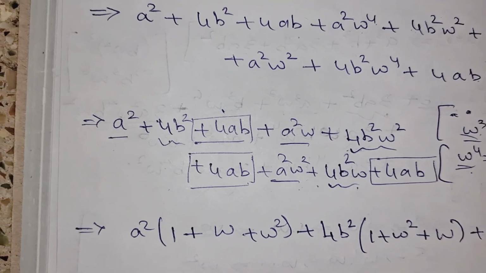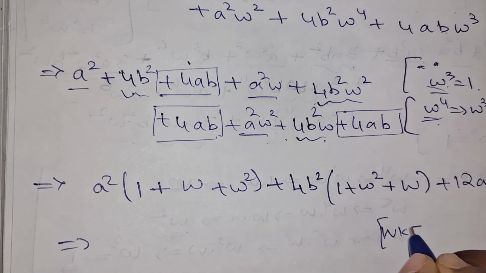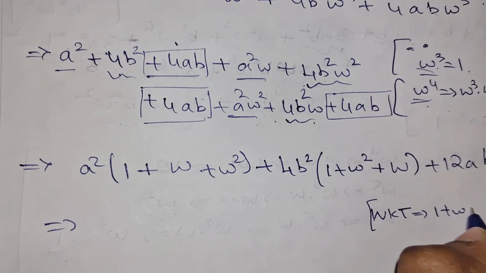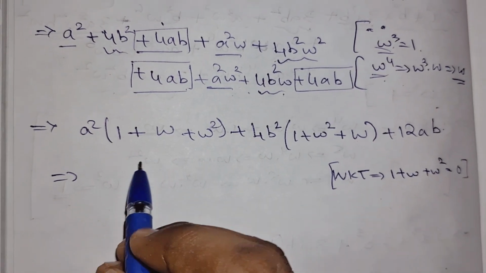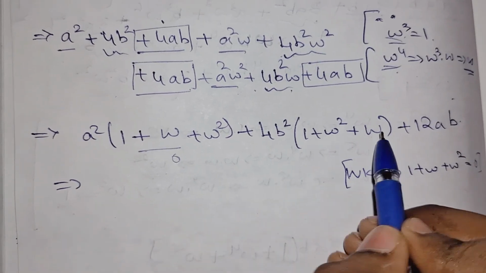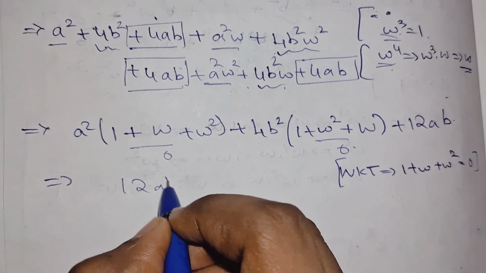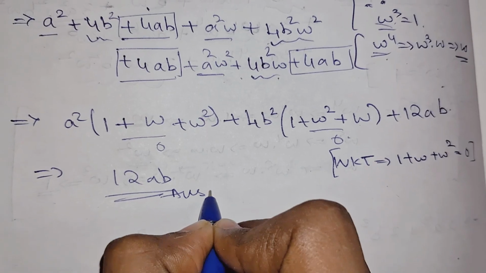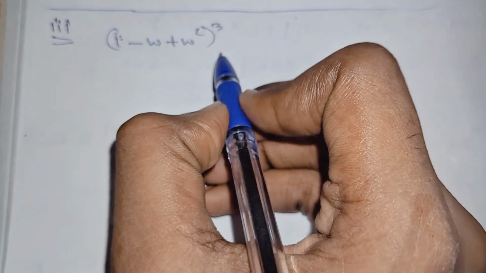Now we know that 1 plus omega plus omega square is equal to 0. Therefore this is 0, this term is also 0. We'll be only left with 12ab, and this is the answer. Done. Now the third question.